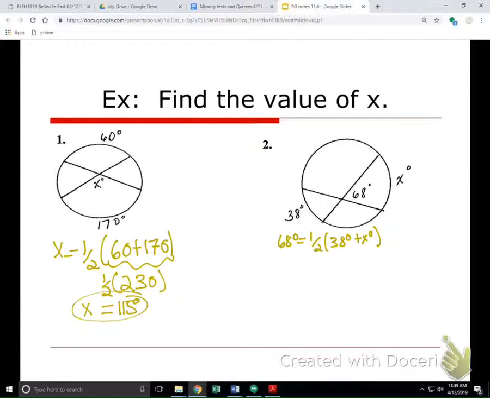You have two options at this point. You can either multiply by 2, or you can distribute the 1/2. Which one do you prefer? Well, I heard two things. I'm going to go with the first one, multiplying by 2. So multiply each side by 2. What is 2 times 68?